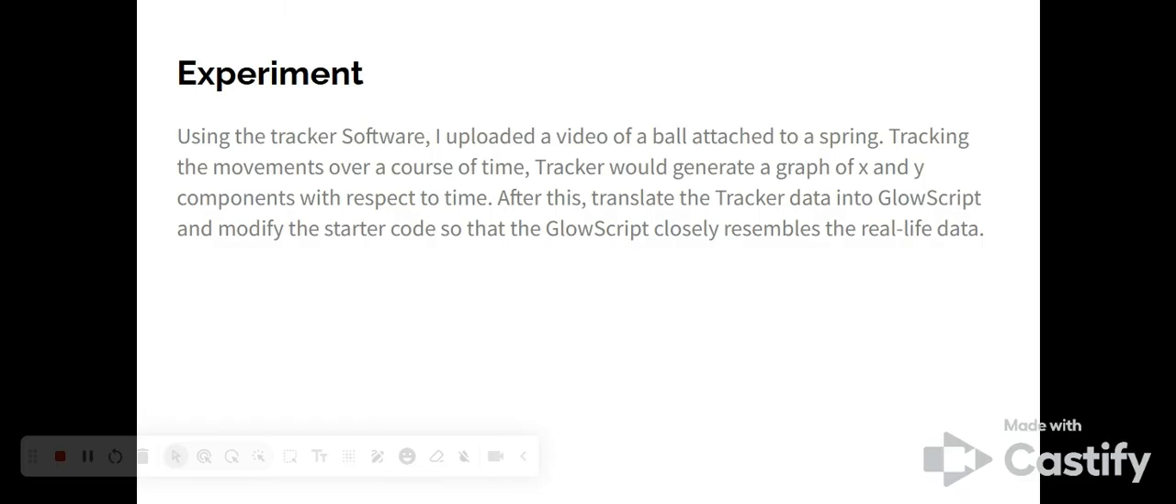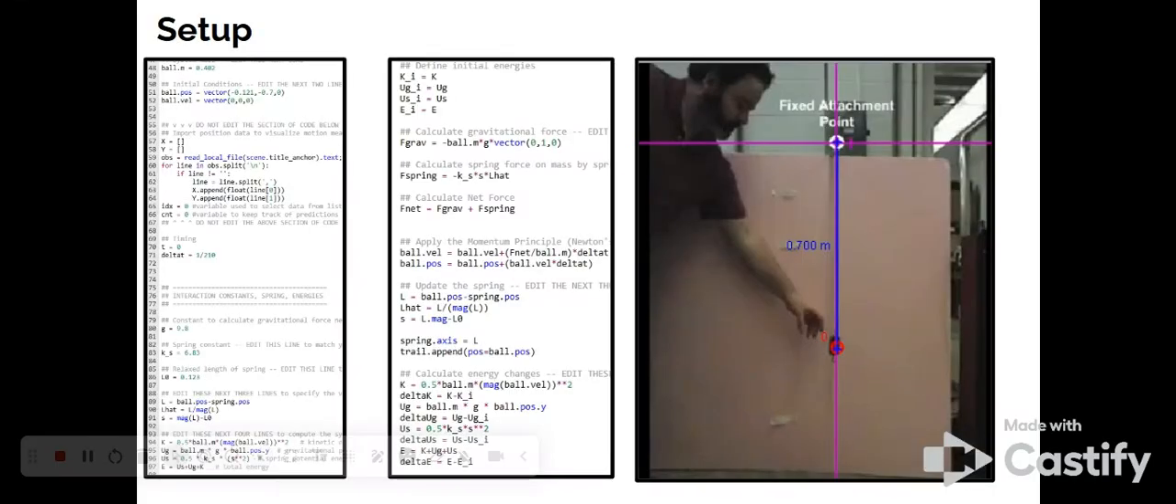After this, I would translate the Tracker data into GlowScript and modify the starter code that we were provided so that the GlowScript code closely represents the real-life data. All in all, this is our setup. Notice over here, this is the modified code right here, and over here, this is the Tracker setup.